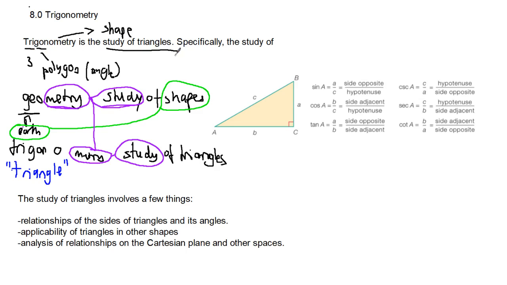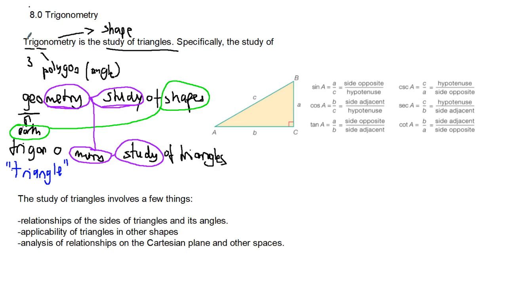It's the study of triangles. Specifically, tri is three, gon is angles, so three angles. Geometry is the study, right? So the study of three angles. That's basically what it means. And the study of triangles involves a few things.